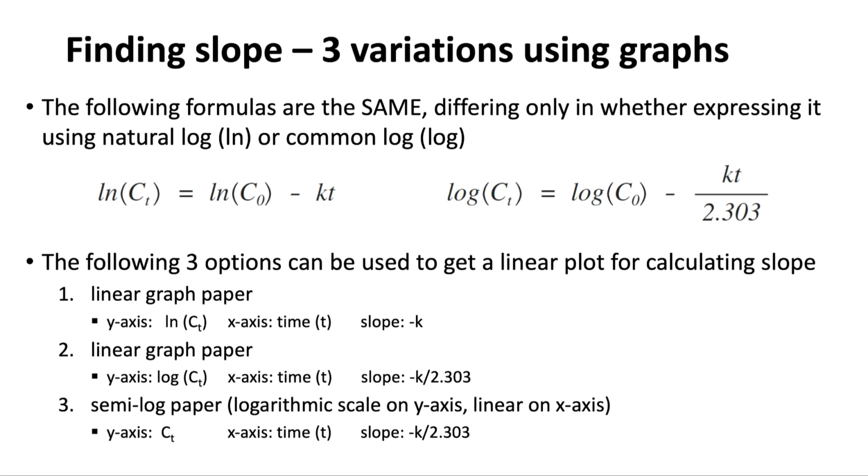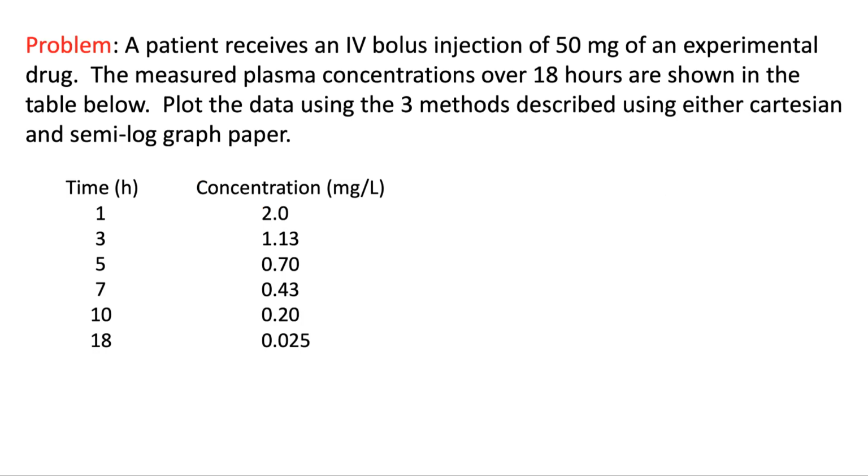So instead of just reading 1, 2, and 3, let me illustrate each of those, and I'll do that using this example. Just so you can understand where the numbers come from, it says, a patient receives an IV bolus injection of 50 milligrams of an experimental drug. The measured plasma concentrations over 18 hours are shown in the table below.